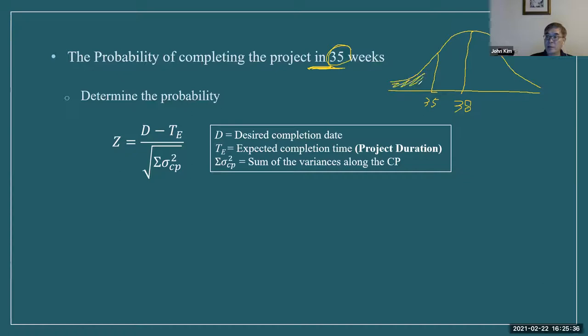So under this distribution, this area. So we need this boundary in Z score. So Z score equals D minus TE. D is desired completion date, and TE is expected completion time, the project duration. So uppercase D is desired completion time, 35, and TE, project duration, 38. And then divide by the square root of the sum of variances on the critical path. So we need this variance.